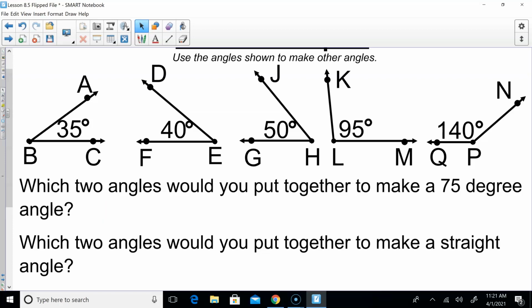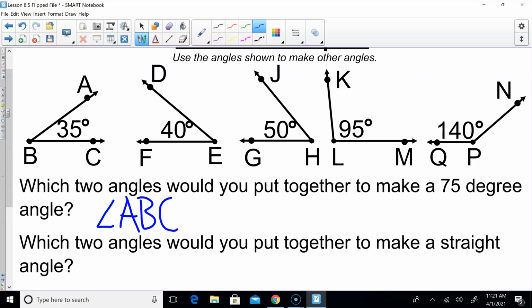So I'm going to take angle ABC plus, and then the other angle I would need to add to make 75, well, that's 75 minus 35, which would leave us with 40. So I need the one that's 40, angle FED. Those would be the two angles that I would get to solve and make a 75-degree angle if I put them together. Which two angles would you put together to make a straight angle?